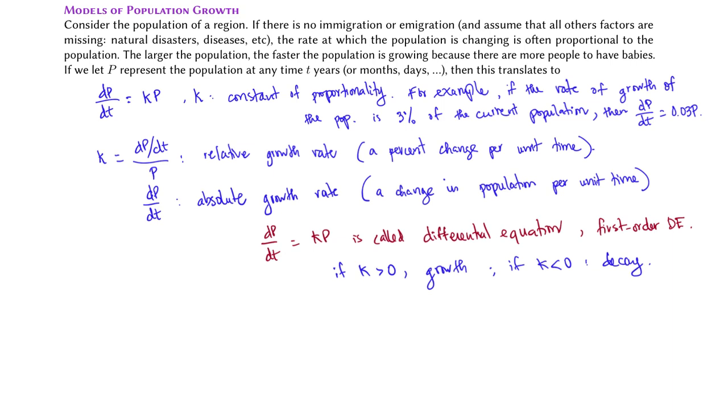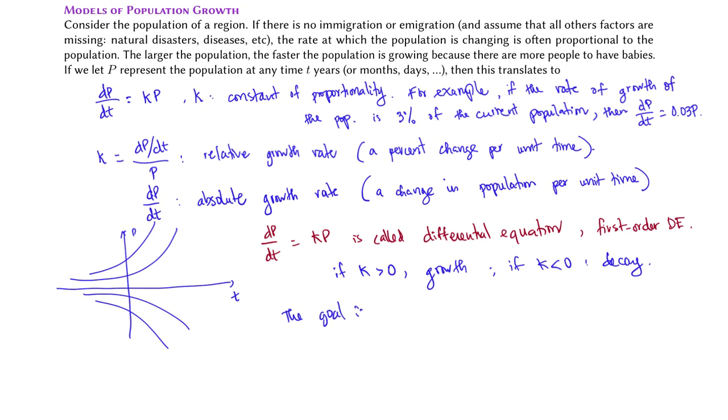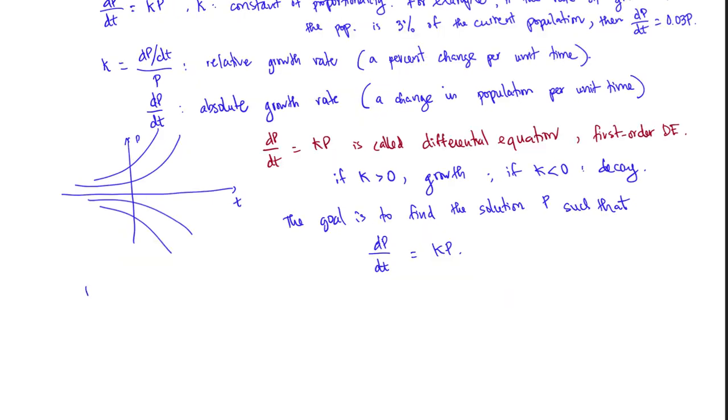If k is positive, then the differential equation represents population growth, and if k is negative, then the differential equation represents population decay. The larger the rate, the larger the population increase. The goal is to find the solution P such that dP over dt equals kP.